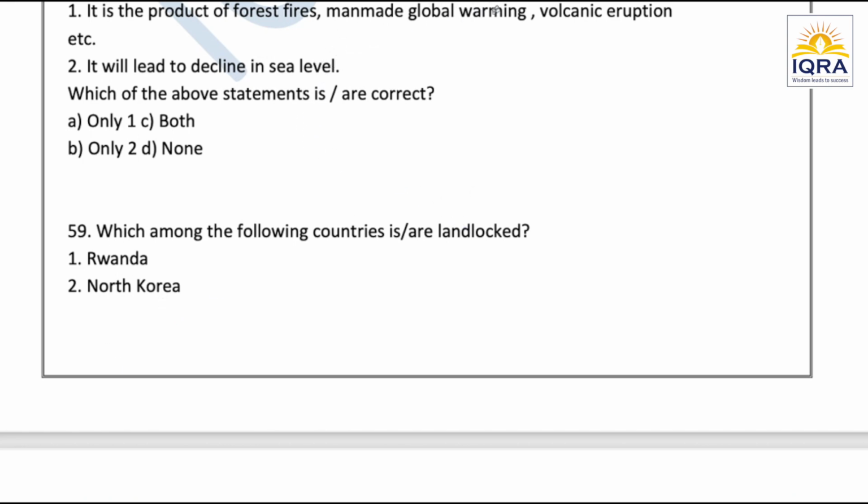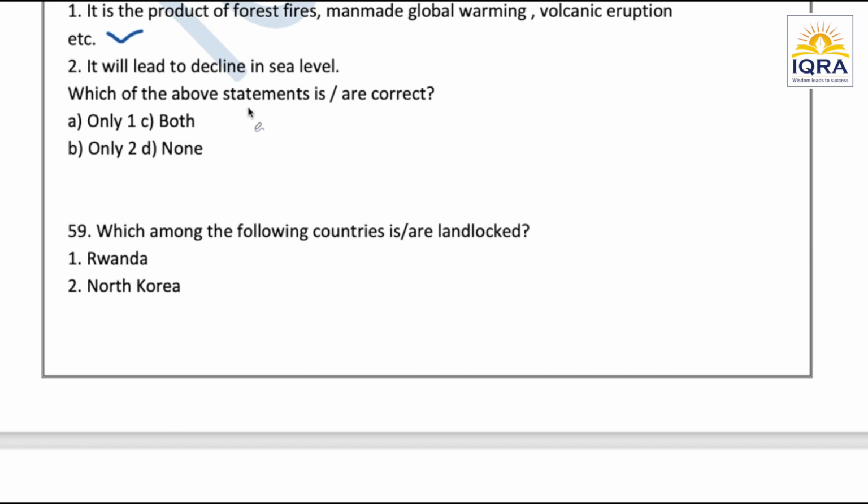Moving on to the next question, question number 58. Consider the following statements with respect to black carbon. What is black carbon? We have been given some statements regarding it. Statement 1 says it is the product of forest fire, man-made global warming, volcanic eruptions, etc. Yes, this is a correct statement. And it will lead to a decline in sea level. No, nothing like that happens. Only one is right here.